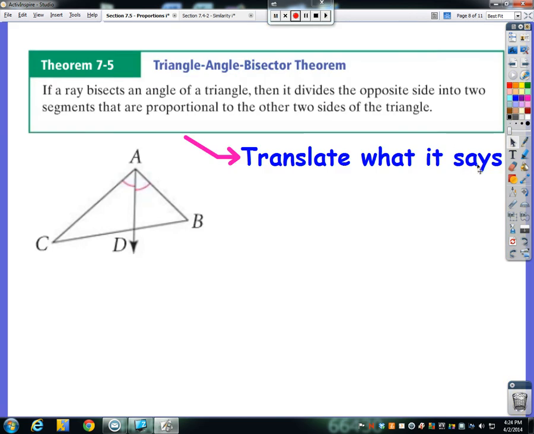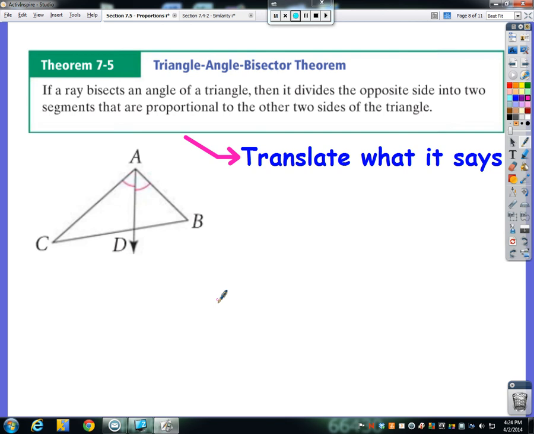Now the last thing we will talk about, I'm not going to show you why this works proof-wise, because it's very in-depth and not really obvious why it works. So I'm just going to skip the proof part of this. It's called the triangle angle bisector theorem. It says if a ray bisects an angle of a triangle, then it divides the opposite side into 2 segments that are proportional to the other 2 sides of the triangle.